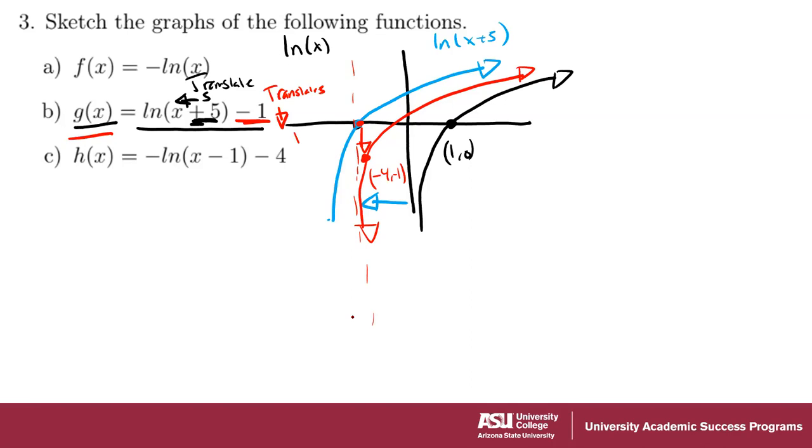When I try to do these sketches, I try to keep myself from getting confused, because when I look at graphs I get a little tensed up. I just try to take it one step at a time with the translations. So now we have C. We have negative the natural log of x minus 1, minus 4.